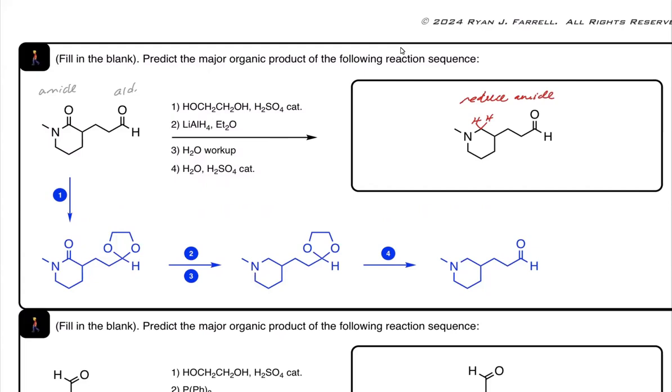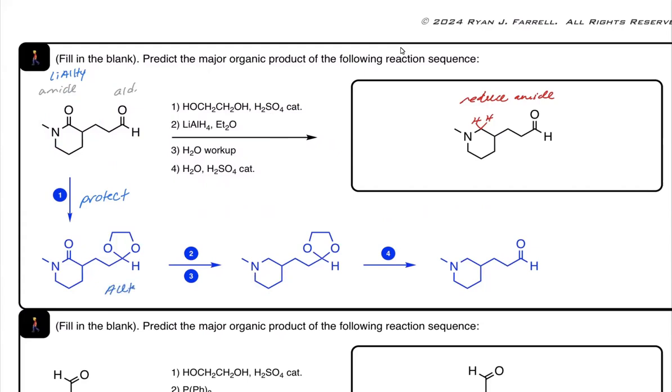Now, remember, amides are capable of being reduced with LiAlH4. And if I just reacted right away with LiAlH4, that would react both the aldehyde and the amide. Both are reactive towards LiAlH4. And so if I want to preserve that aldehyde, but react the amide with LiAlH4, I need to first protect the aldehyde. Step 1, we react with the 1,2-diol and catalytic acid to protect.